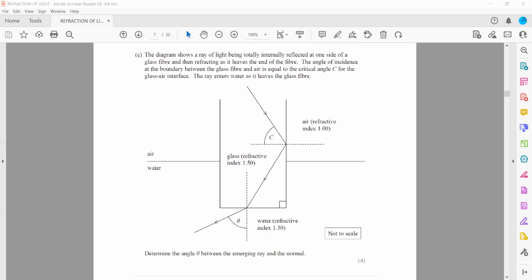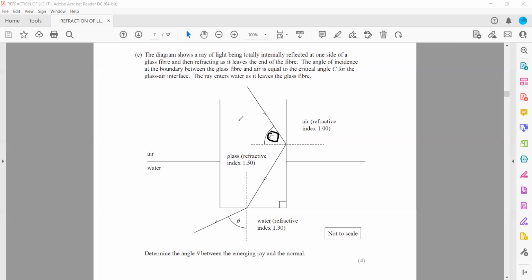So first, we can work out the critical angle. We have the formula n1 sine theta 1 equals n2 sine theta 2. So we can work out the critical angle, and then determine the theta between the emergent ray and the normal. But first, because C is also there, we have to work out that.